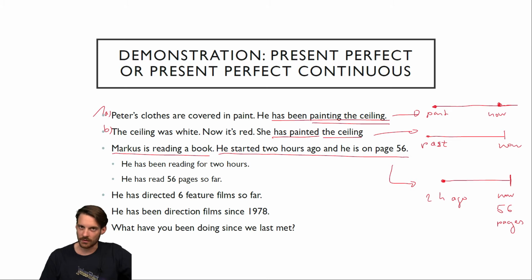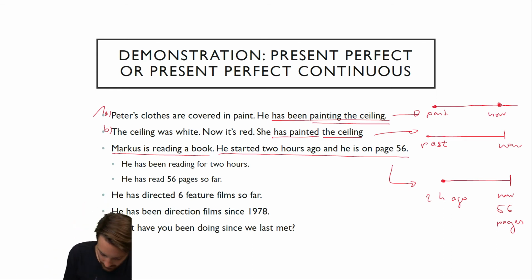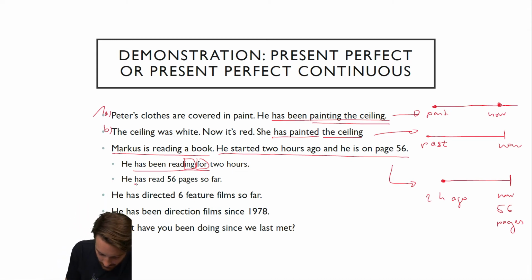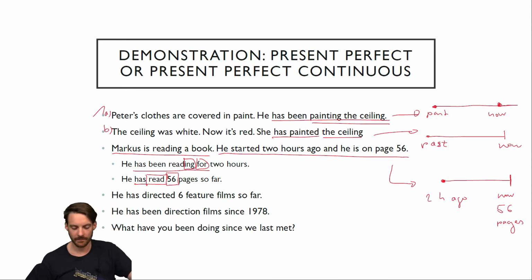So you could either focus on the action: he has been reading for 2 hours now. For 2 hours, here's the ing. Or the number of pages he has read. In this case, we can put it like this: he has read 56 pages so far. Of course, here is the simple aspect, and there is the ing form.